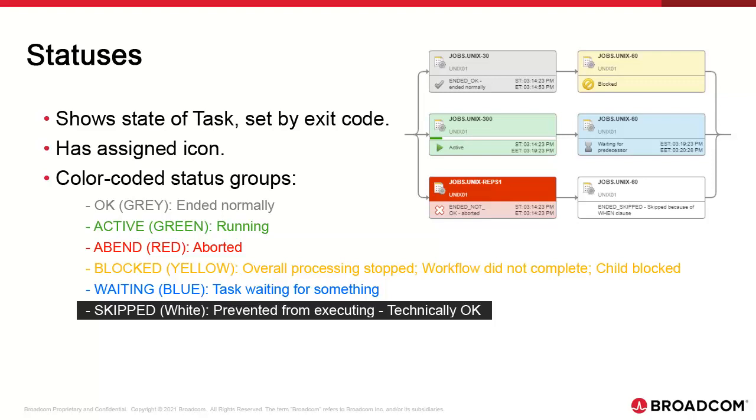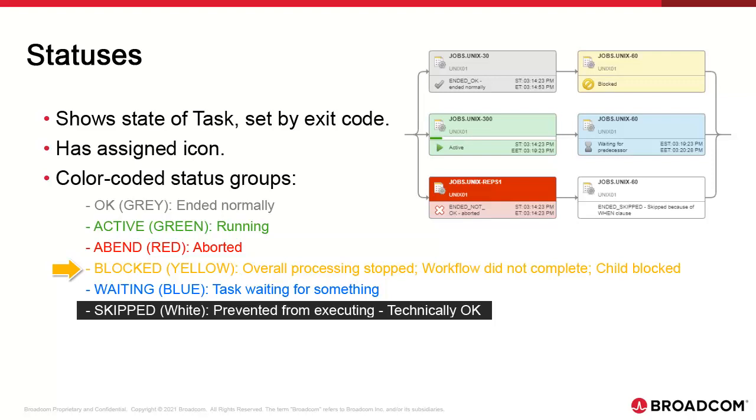The groups are as follows. The OK group with a gray color. All statuses belonging to this group indicate that the process has ended normally. The active group with the green color. These statuses show some sort of ongoing process, like a running job. The abend group with the red color. These statuses show some sort of abnormal situation, like an aborted or canceled task. The block group with a yellow color. These statuses indicate a situation where a task was blocked, possibly by configuration or as a result of some other task. These can be both normal and abnormal.